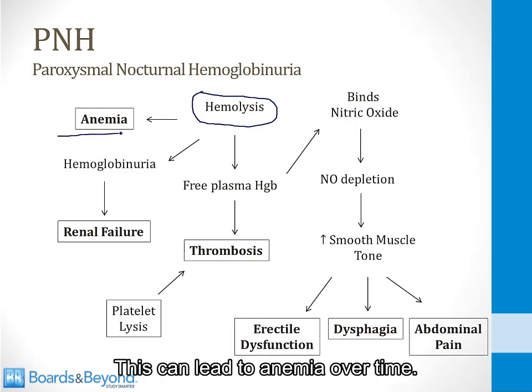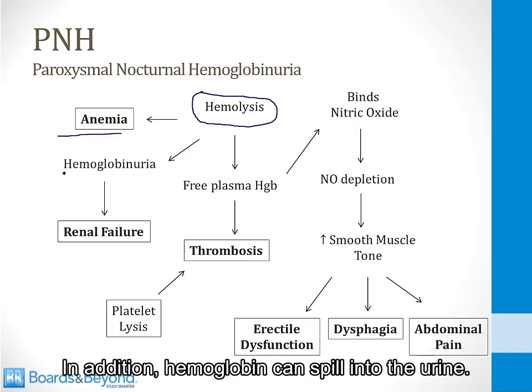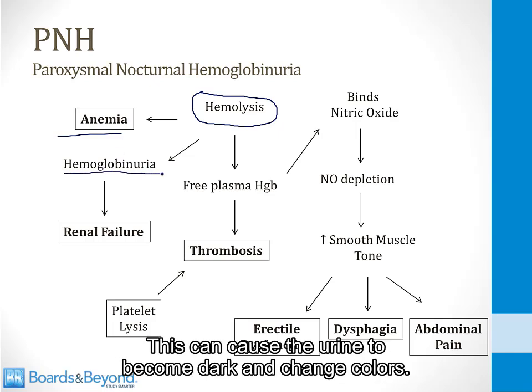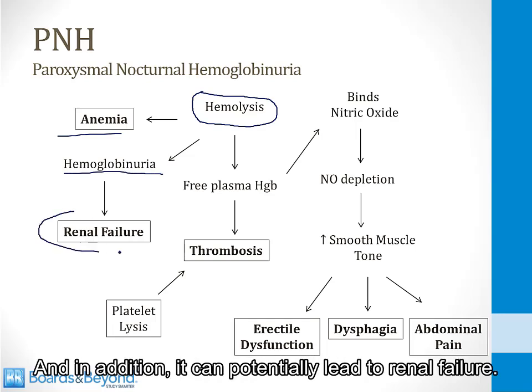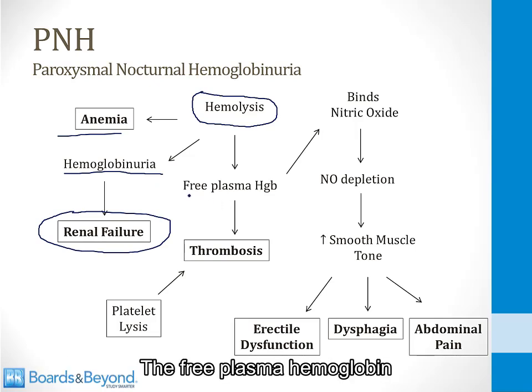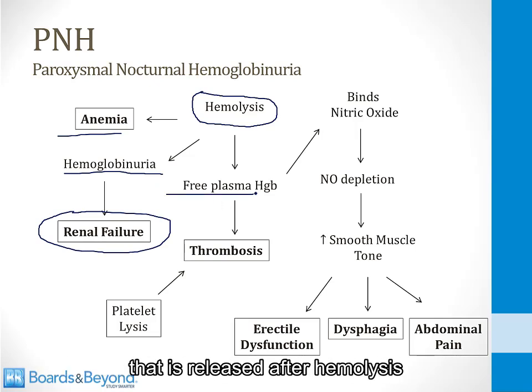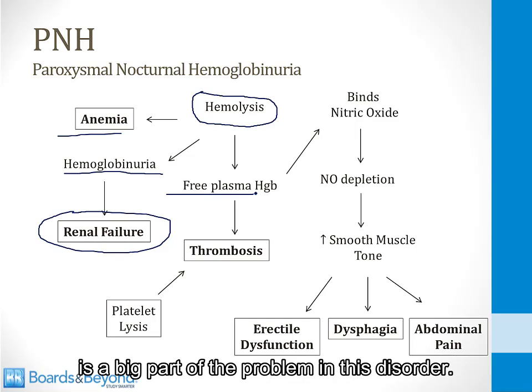This can lead to anemia over time. In addition, hemoglobin can spill into the urine. This can cause the urine to become dark and change colors. Patients often notice that, and in addition, it can potentially lead to renal failure. The free plasma hemoglobin that is released after hemolysis is a big part of the problem in this disorder.